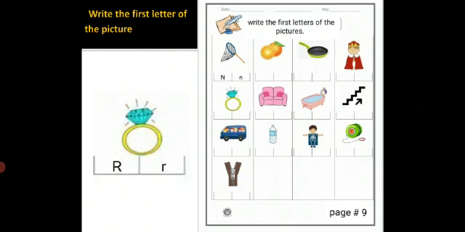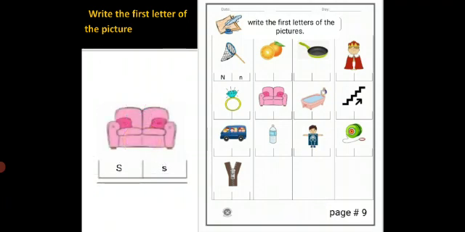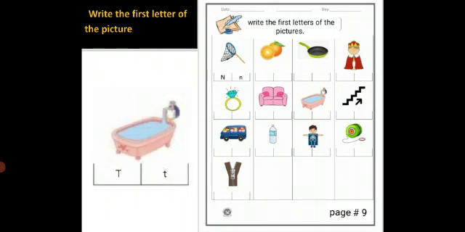Ring. You can see a ring. We can write R for ring. You have to write capital R and small r. Sofa. S. Sofa. We can write S for sofa. Tub. We can write T for tub.